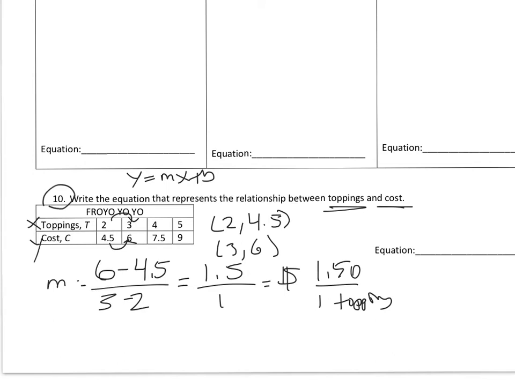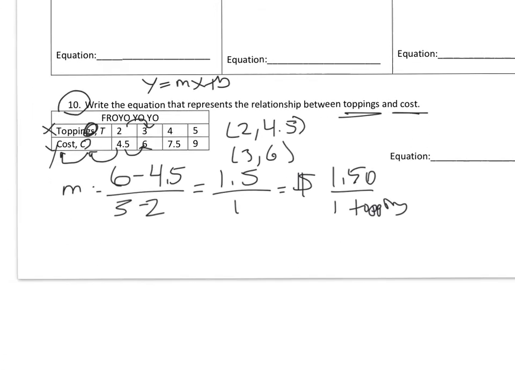Okay, well there's my slope, but I need my y-intercept. So I need to figure out when there's 0 toppings, how much is the cost. You have two options. You can count back by subtracting the slope twice, because 2 minus 1 is 1, and then 1 minus 1 is 0. Or you can do exactly what we did above.